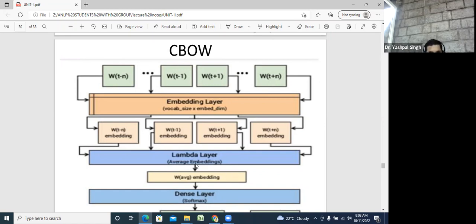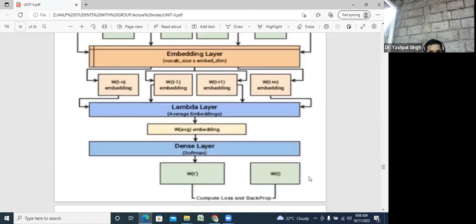After that, the lambda layer gives us the average embedding, W avg. We are getting the average embedding from this. After that comes the dense layer, which is provided with softmax. And whatever values come from there, the WT, we then compute the loss and the back propagation for the same.